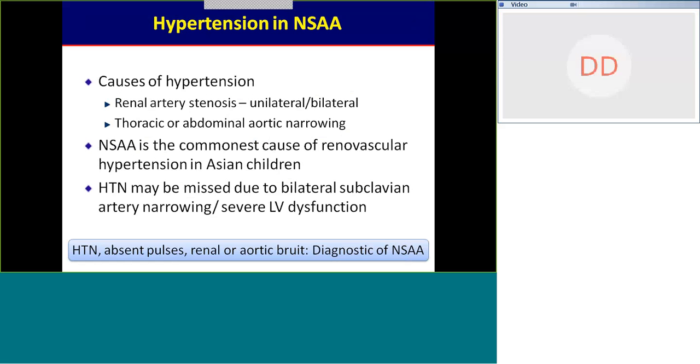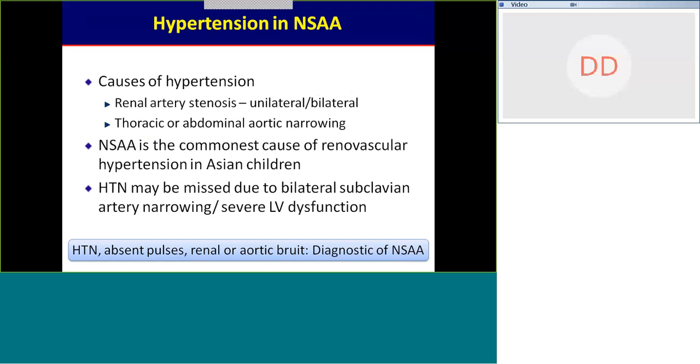So why does hypertension occur in aortoarteritis? Commonly because of renal artery stenosis, which could be unilateral or bilateral, but sometimes hypertension in the upper limb could be because of obstruction in the thoracic or abdominal aorta, and that produces a picture quite typical of coarctation of aorta. So you have to differentiate, and I told you the points. Remember, it is the commonest cause of renovascular hypertension in Asian children, so you have to keep that in mind.